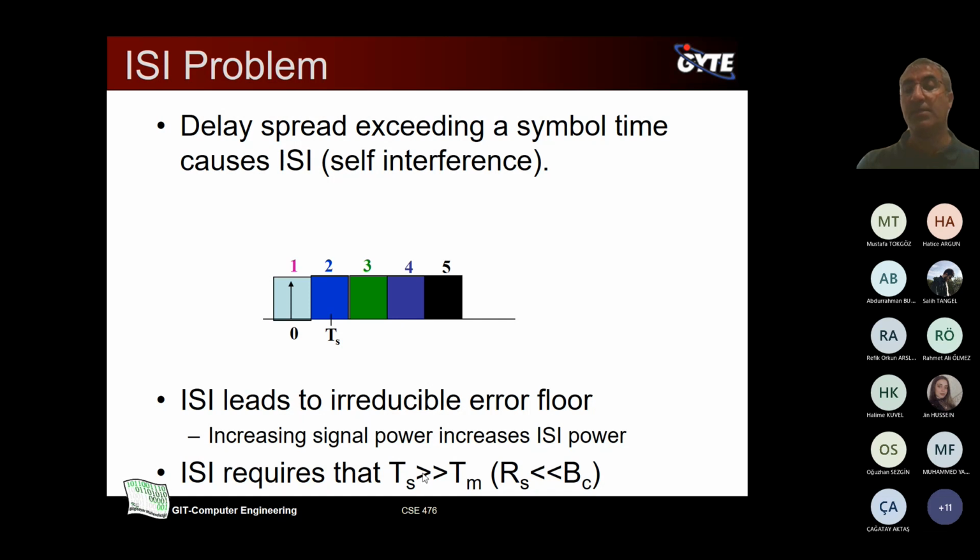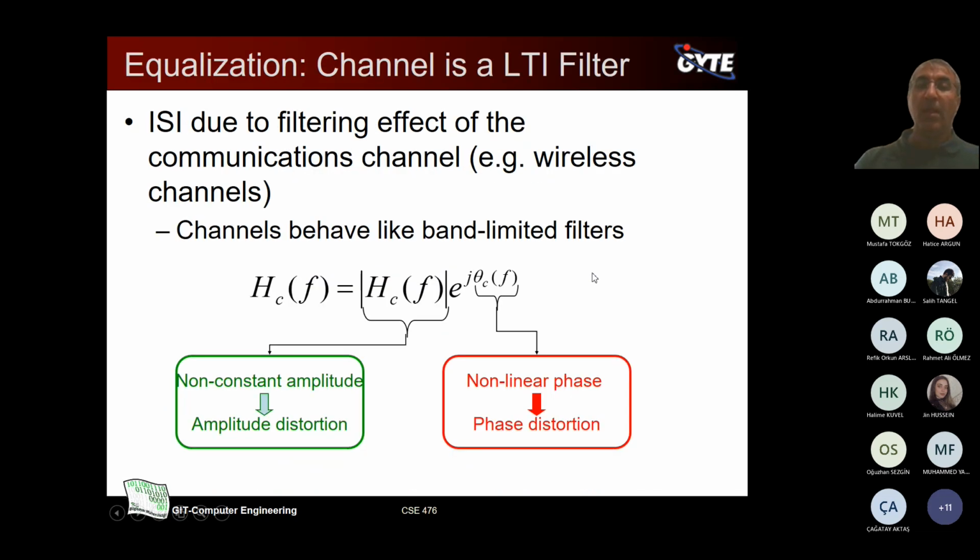So ISI happens when the symbol duration is much smaller than the maximum delay spread of the channel. So one of the solutions is to use equalization.